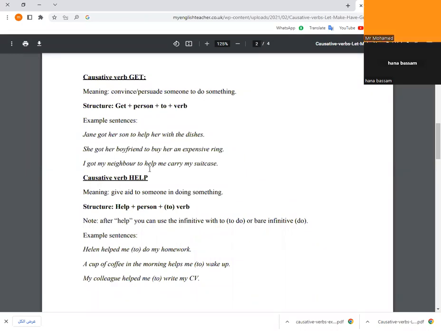I can give you an example for get. When I say Ali got his mother to make a cake, what does it mean? It means she persuaded him to do it. Yeah, that's right. So when I say Ali got his mother to make a cake, it means Ali persuaded his mother to make what? A cake. That's right. Could you give me an example, Hannah? Your own example, please.